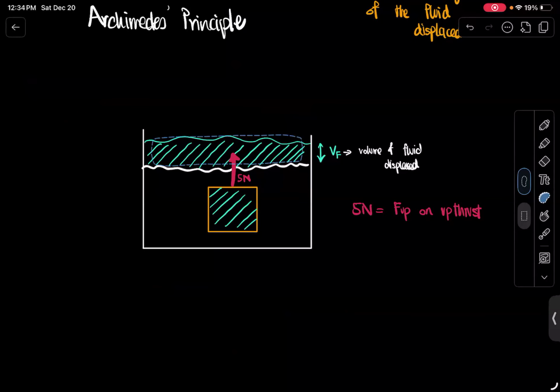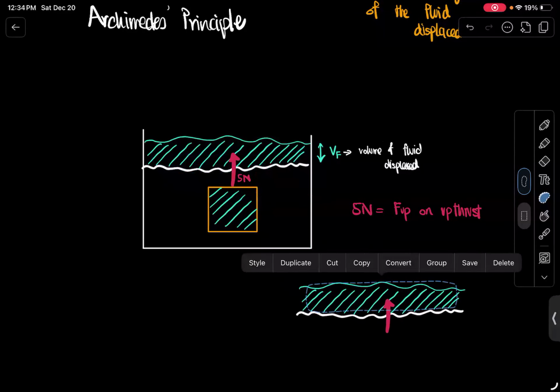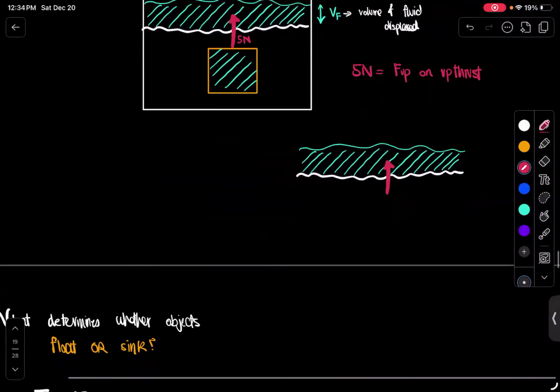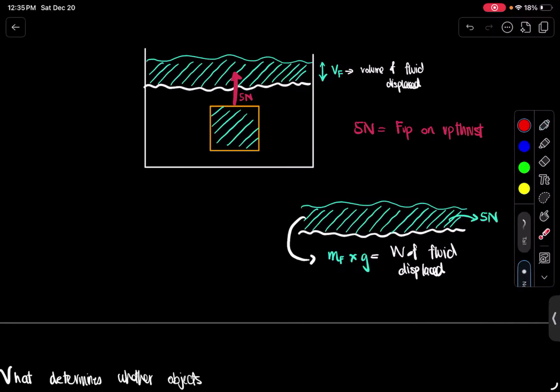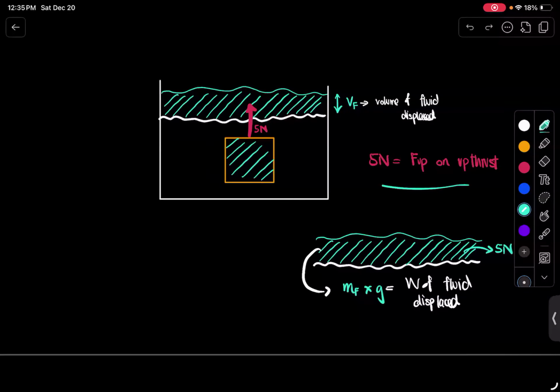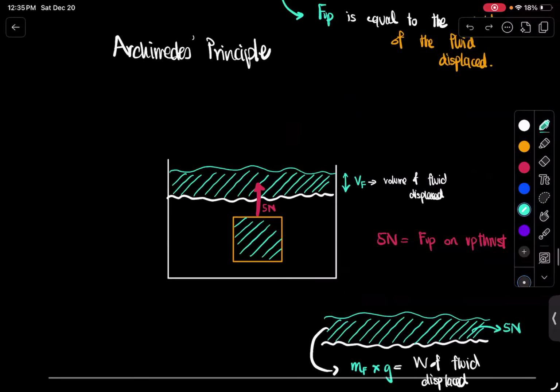Now, the alternative explanation: upthrust, where does that come from? We see that if you take this water, the volume of the water that was displaced, the weight of this fluid, m_f times g, is equal to the weight of the fluid that was displaced. They are both equal. If you weigh this water, the weight is 5 newtons, and coincidentally the value of upthrust on this object is also 5 newtons.